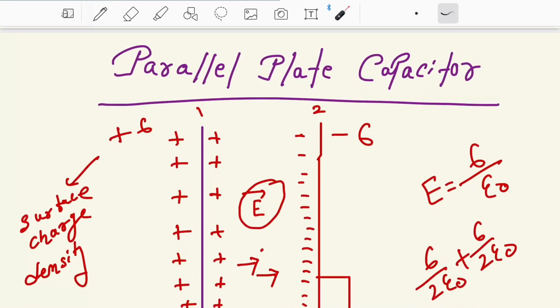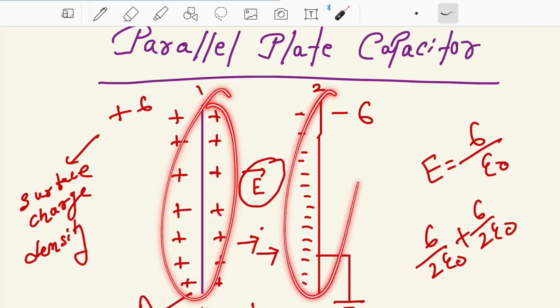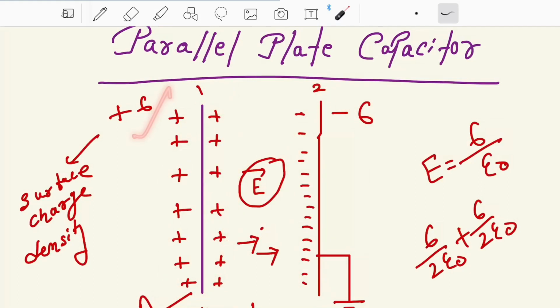Here you can see there are two insulating conductors, plates 1 and 2. Same as before, the negative charge is produced by an induced method, and that plate is grounded, so the positive charge is transferred to the earth. Now one plate has positive charge and the other has negative charge, so the charge density is sigma on one and minus sigma on the other. If the area of the plate is capital A, then sigma can be written as Q by A.